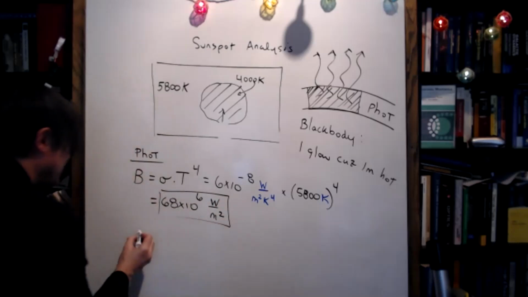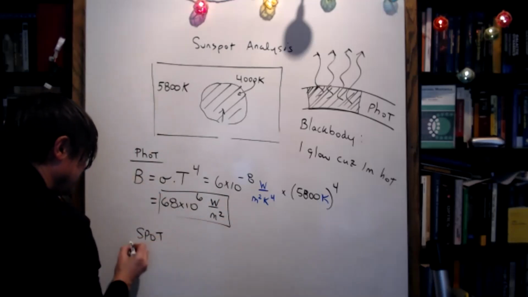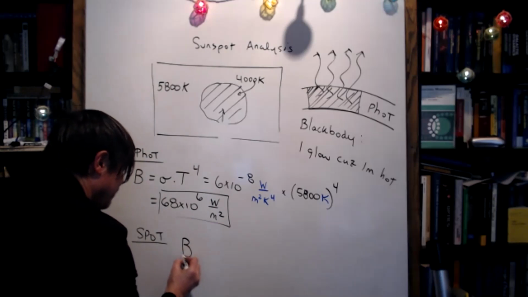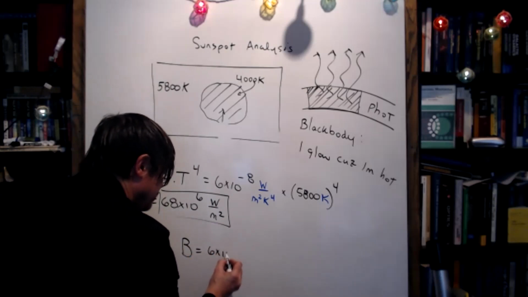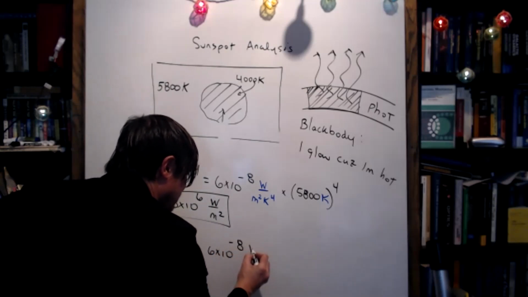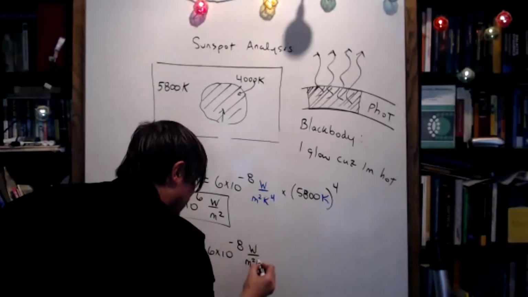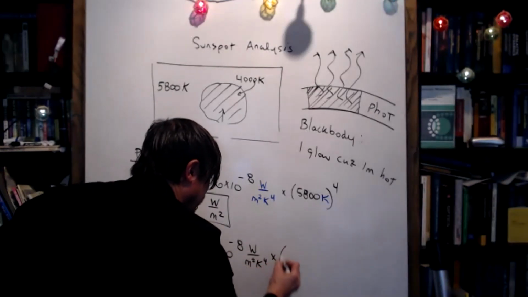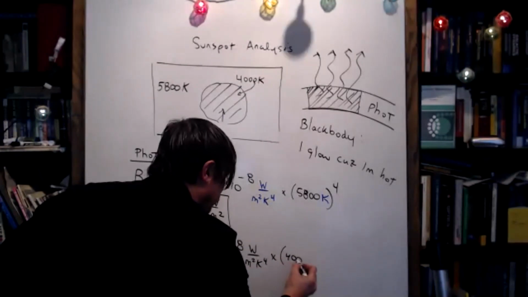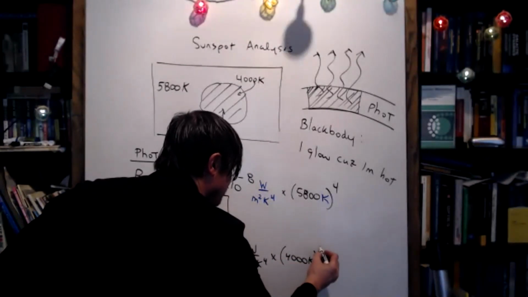Okay, now let's do it for a sunspot. For a sunspot, we have the brightness equals 6 times 10 to the minus 8 watts per meter squared per Kelvin to the 4th times 4,000 Kelvin.